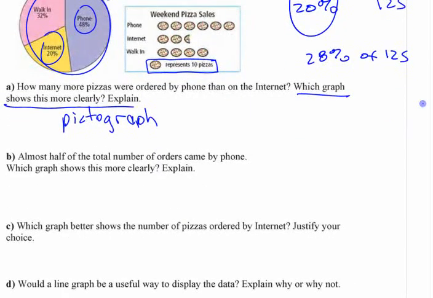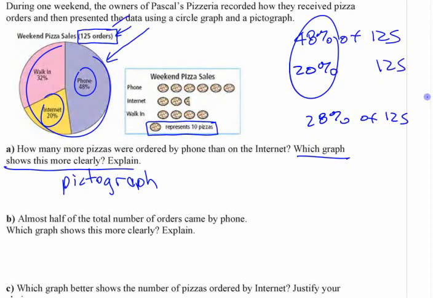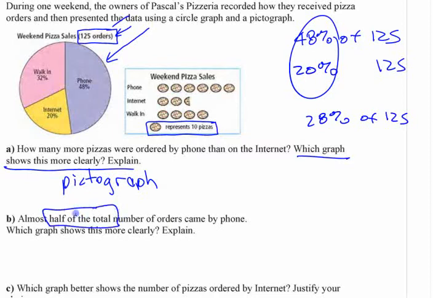Part B here. Almost half the total number of orders came by phone. Which graph shows that more clearly? The circle graph, right? Circle graph shows you fractions like that: half of it, a quarter of it, 3/4 of it. It shows you proportions out of the whole. Okay? Half the total number. A circle graph is best for showing portions of the entire thing. Okay, circle graph. It displays the fractions visually.